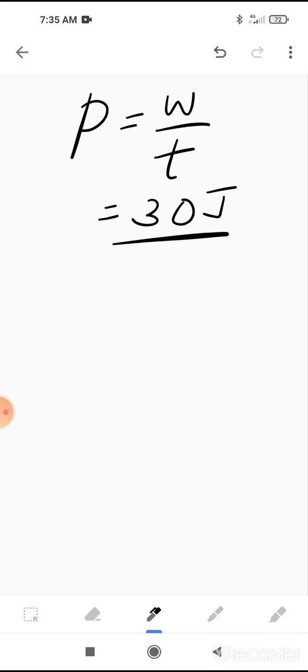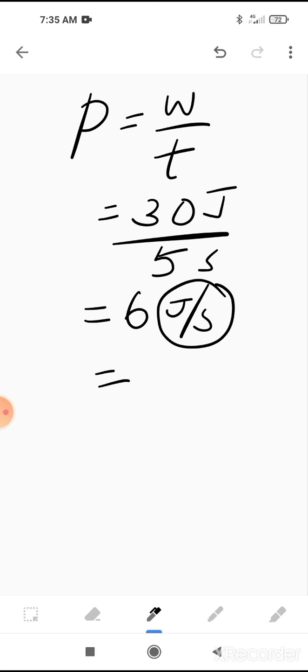Now page number 32. Numerical example 4. A body does 30 joule of work in 5 seconds. What is the power? Power formula is work upon time. Work is 30 joule. Time 5 seconds. So answer is 6 joule per second. Joule per second has a short form, that is watt. So power is 6 watt.